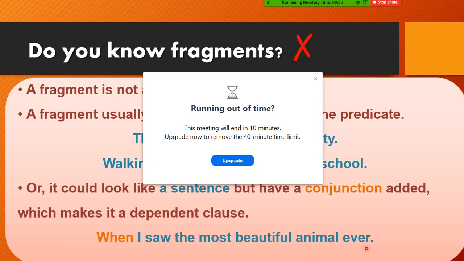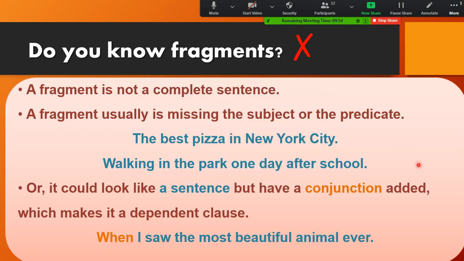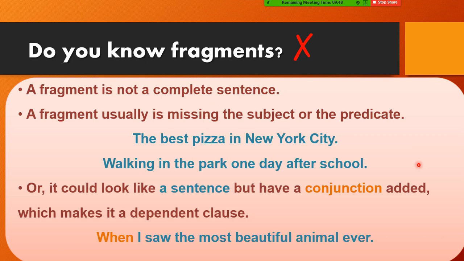Does it give you meaning? When I saw the most beautiful, when? Start from when, not from I saw. When I saw the most beautiful animal ever. It must give me another sentence so I can understand it. Excellent. So this means that it is cut off from a larger sentence, right? It's a part of a larger sentence to give you a complete meaning. So what should be before when? I was happy when I saw the most beautiful animal ever. I was surprised when I saw the most beautiful animal ever. So something is missing. That's why we call this a fragment.